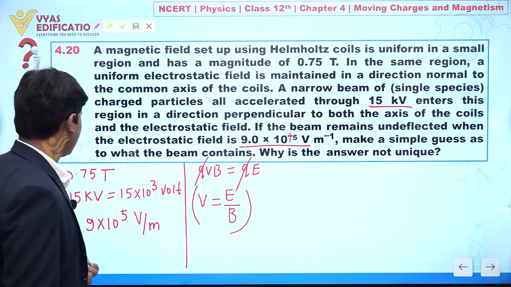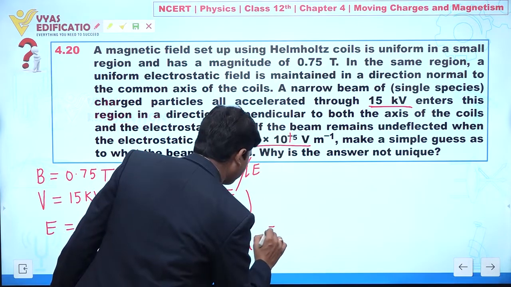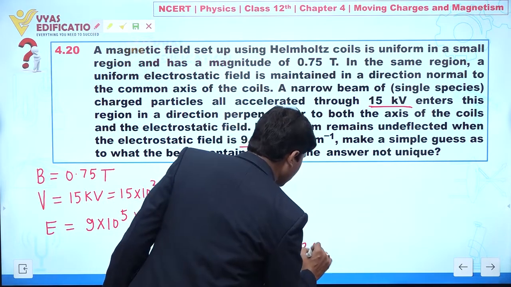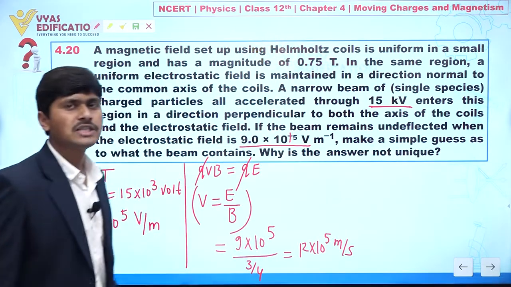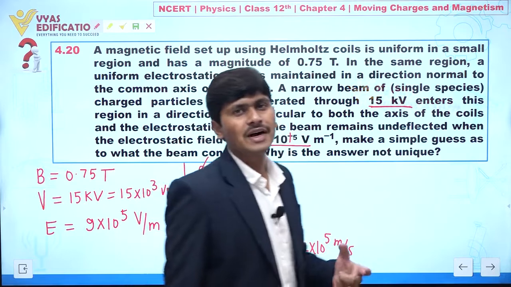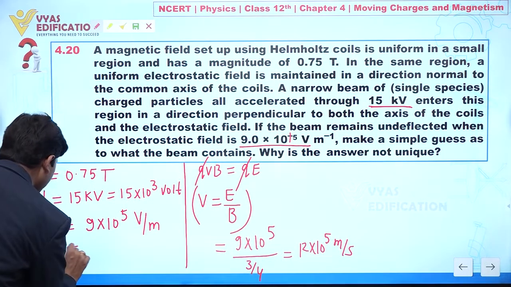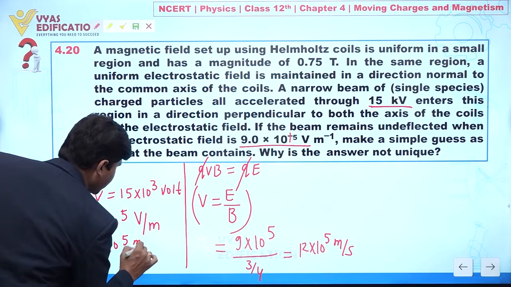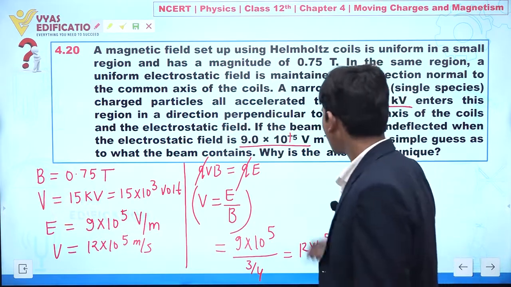Now the electric field is given to you as 9 into 10 to the power 5 and it is divided by 3 by 4. So I can say this is 12 into 10 to the power 5 meter per second. Clear? So this is the value of velocity of the charged particle, 12 into 10 to the power 5 meter per second.